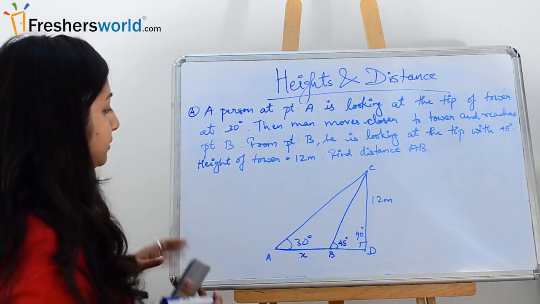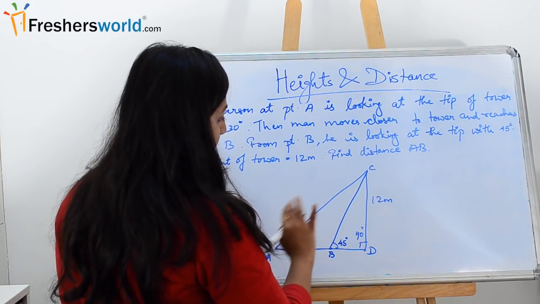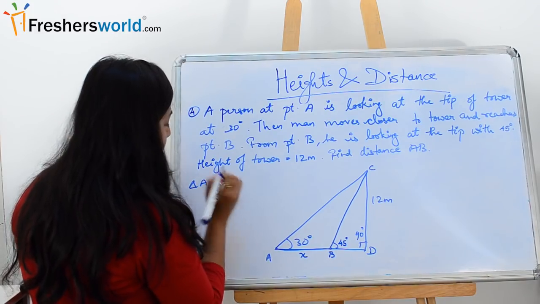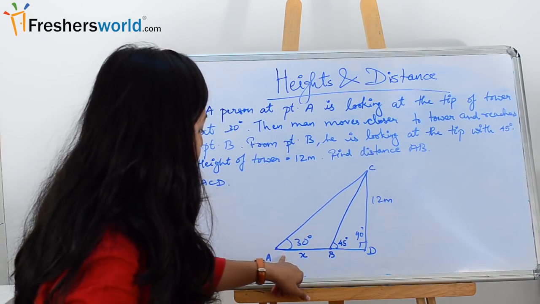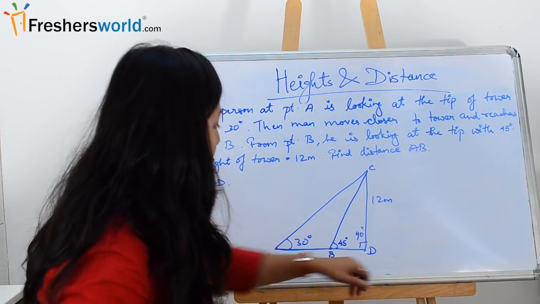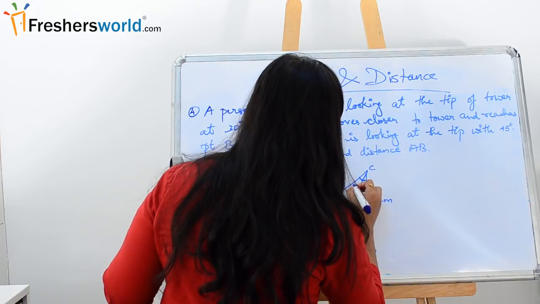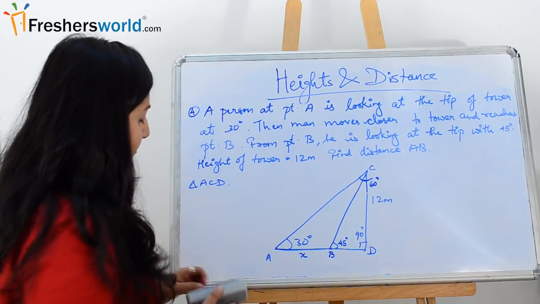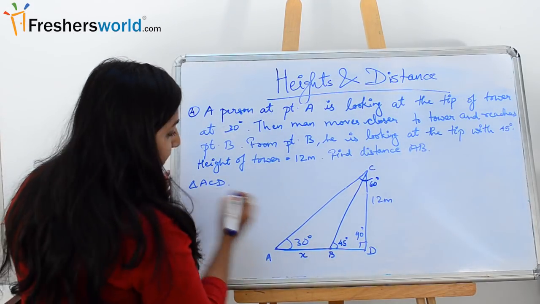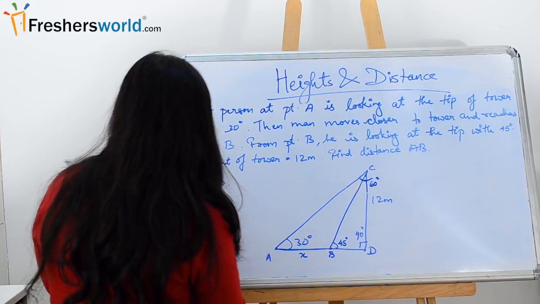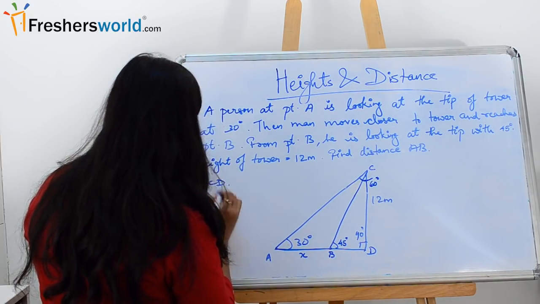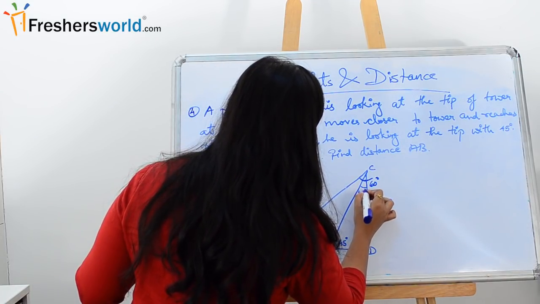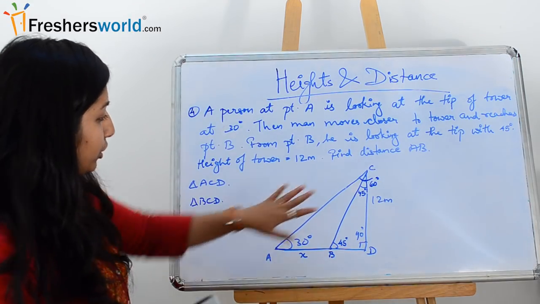Okay. So first of all, let's take first triangle ACD. In this triangle, you see, this is 30 degree, this is 90 degree. So this whole angle will be 60 degree. Okay. Now, in the second triangle, which is BCD, this is 45, this is 90. So this will be 45 degree. So we got all the angles.